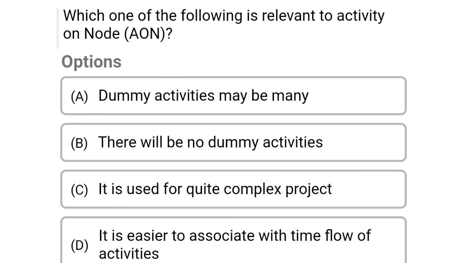So next question, which one of the following is relevant to the activity on node, AON? Option A, dummy activities may be many. Option B, there will be no dummy activities. Option C, it is used for quite complex project. Option D, it is easier to associate with the time flow of activities. So the correct answer is option B, there will be no dummy activities.